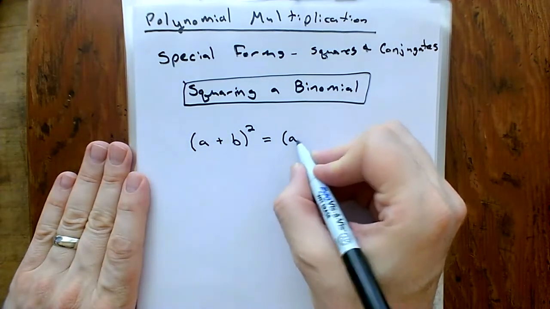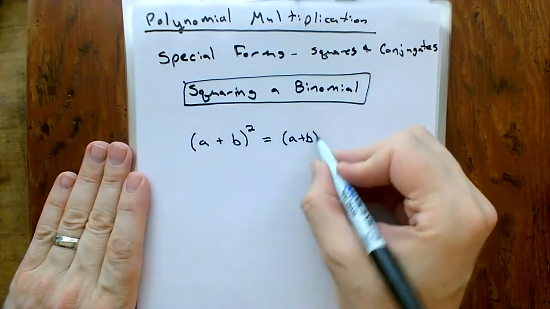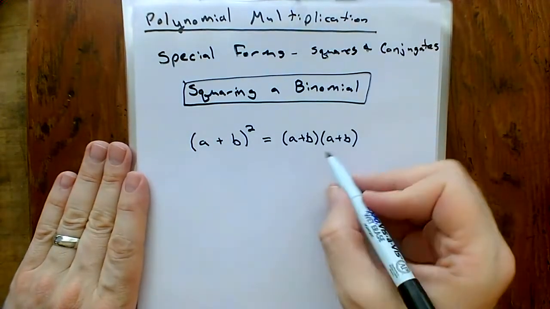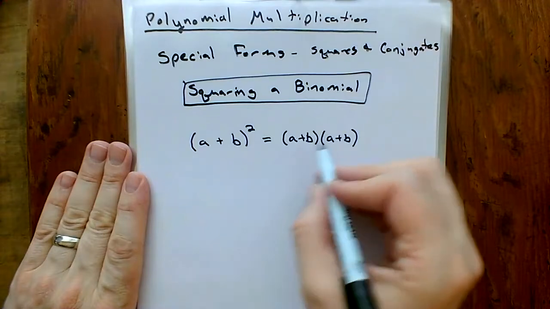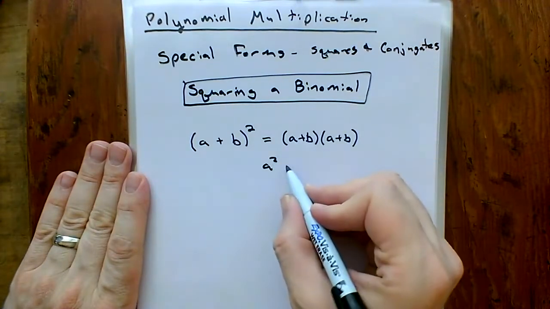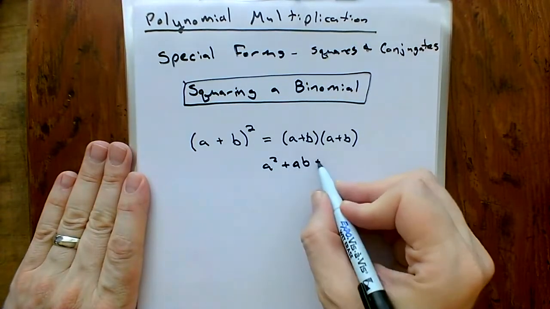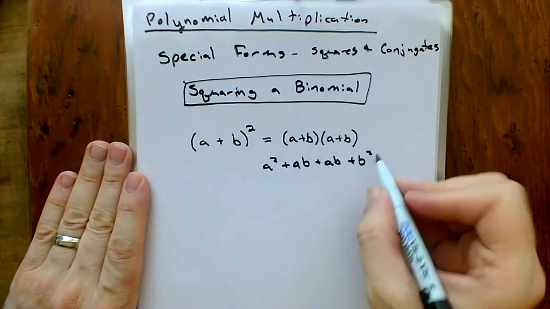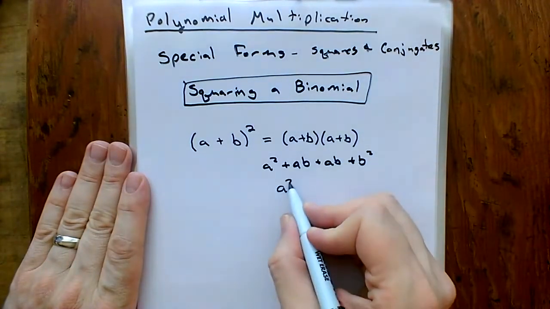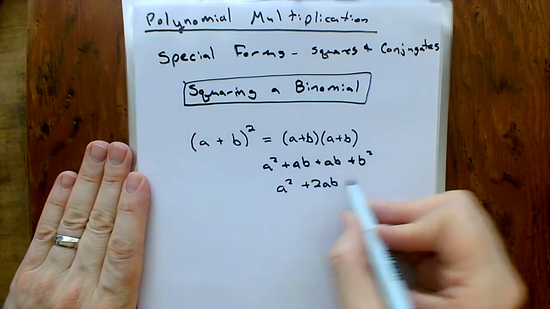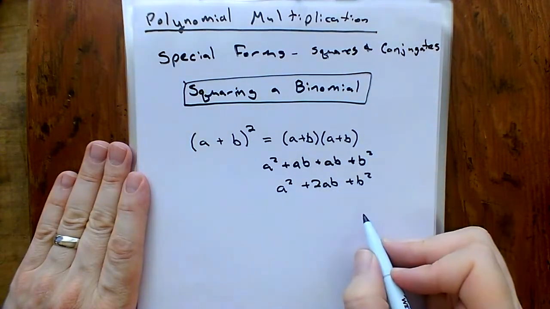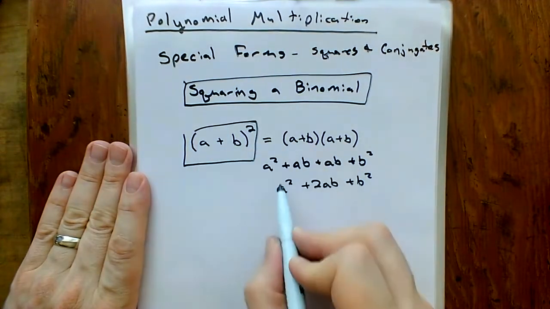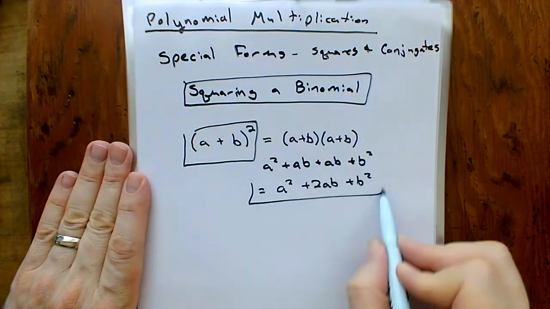So this is going to be a plus b times a plus b. And if I were to FOIL this out, a times a is going to be a squared. I'll have plus ab plus another ab, and then plus b squared. So ultimately, I've got a squared plus 2ab plus b squared. And that's what this is going to end up equaling.